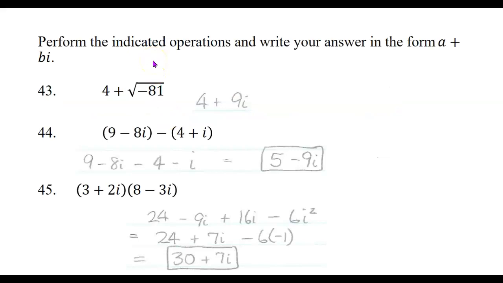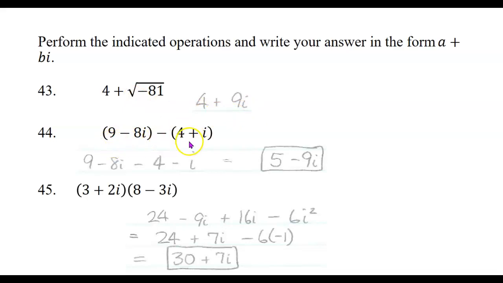Now, perform the indicated operations and write your answer in the form a plus bi. Remember, the i stands for the square root of -1, which allows us to have square roots of negative numbers. Whenever you see the square root of a negative number, that's when i gets involved. So the square root of -81 would be 9i. The square root of positive 81 would be 9, just plain old 9. So the square root of -81 is 9i, and then 4 plus that would just be 4 plus 9i.